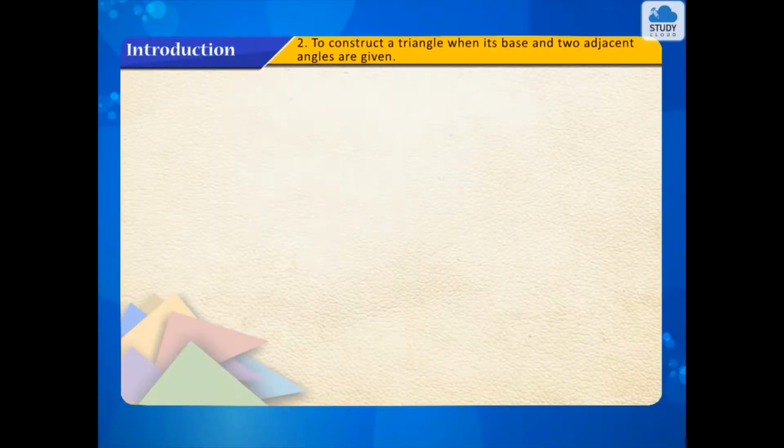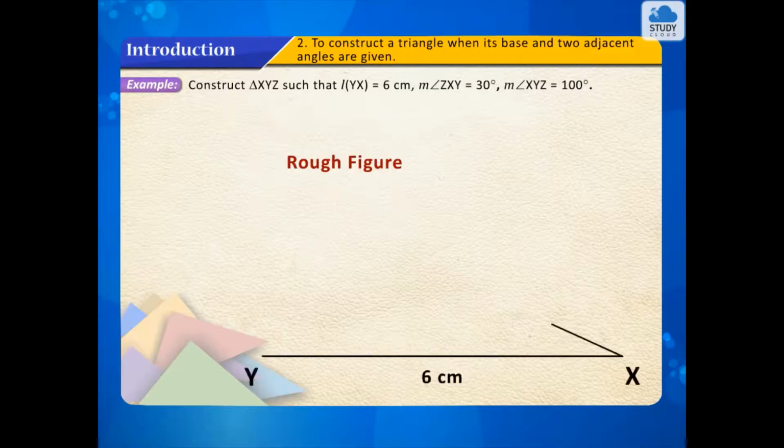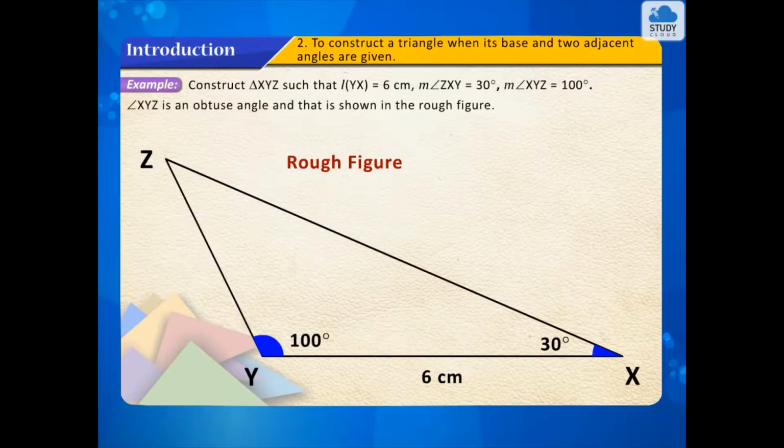2. To construct a triangle when its base and two adjacent angles are given. For example, construct triangle XYZ such that length of side YX is equal to 6 cm, measure of angle ZXY is equal to 30 degrees, measure of angle XYZ is equal to 100 degrees. Angle XYZ is an obtuse angle and that is shown in the rough figure.